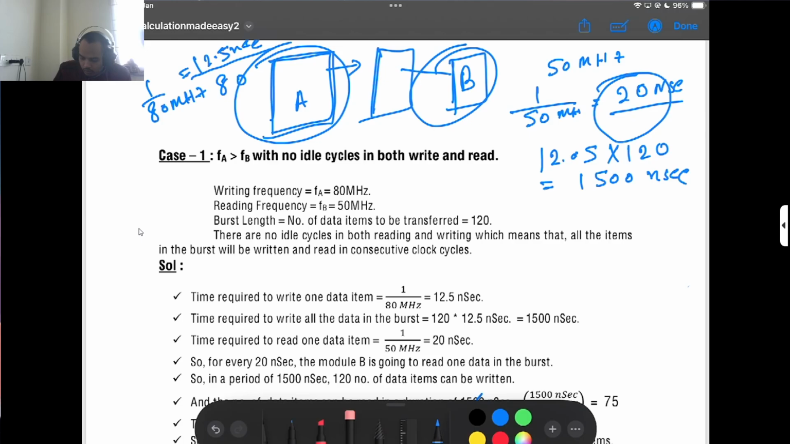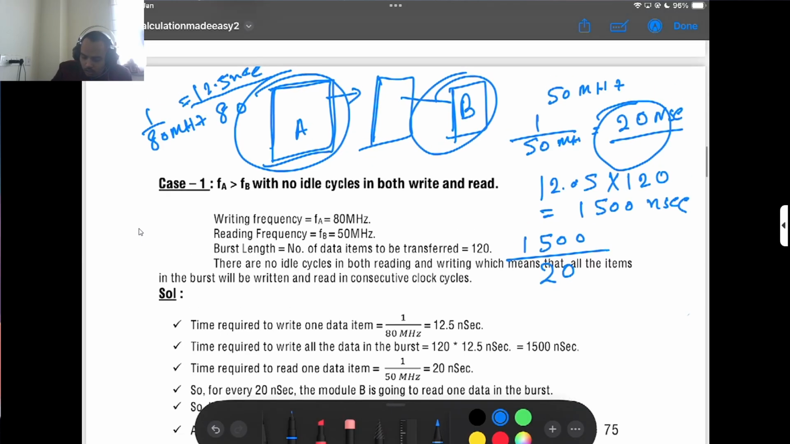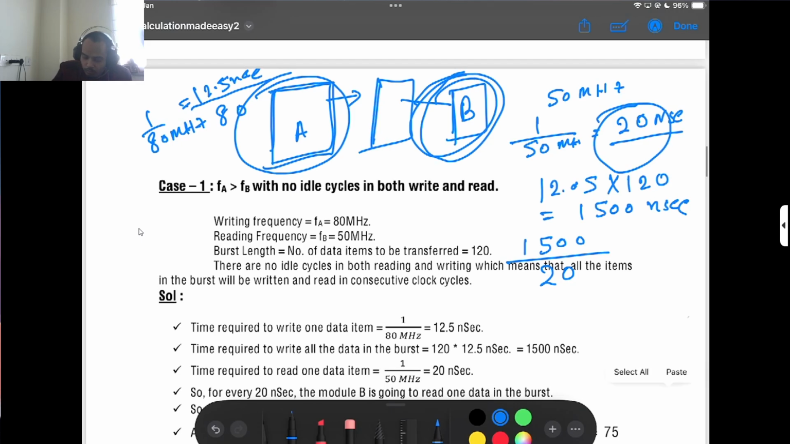So that's 1500 nanoseconds. Now, in 1500 nanoseconds, how many bytes of data will this module B read? Let's check. The time required for one byte of data is 20 nanoseconds. So for 1500 nanoseconds, how many bytes of data can module B read? That is 1500 divided by 20, which is 75.